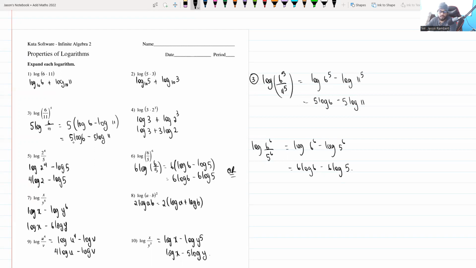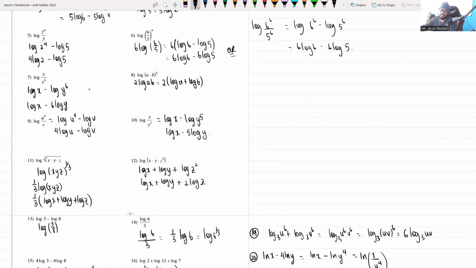Number 5, same concept applies. Log of 2 to the power 4 over 5. I cannot bring the 4 in front. I have to separate this by using law 2. And then I will use law 5 to bring the 4 in front. Number 6, however, I can't bring the 6 in front because I have log of an entire number raised to a power. Or I could have distributed the 6 on the 6 and the 6 on the 5 and then use law 2. So either or.